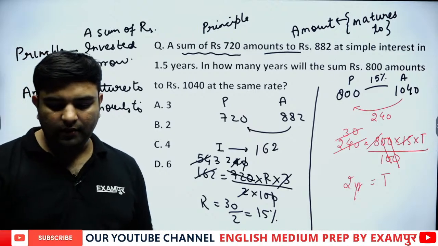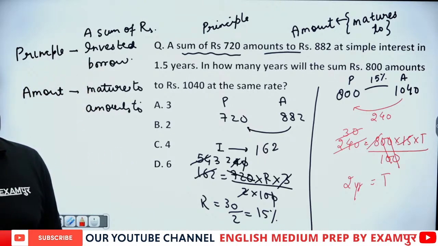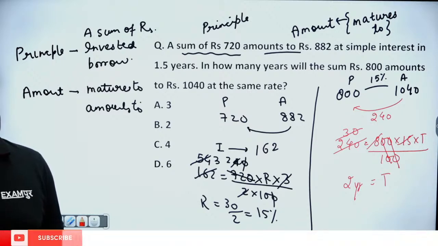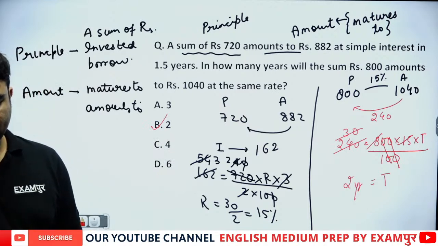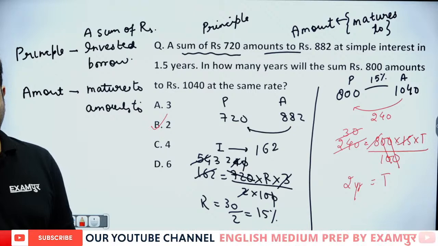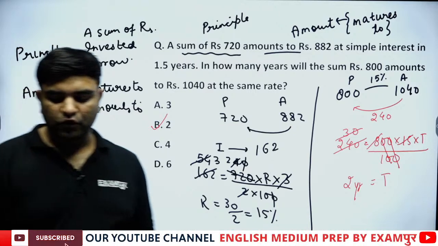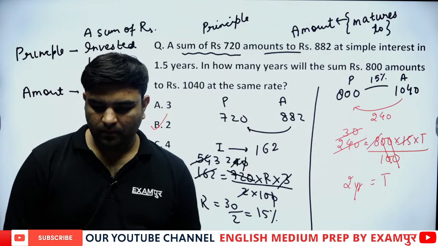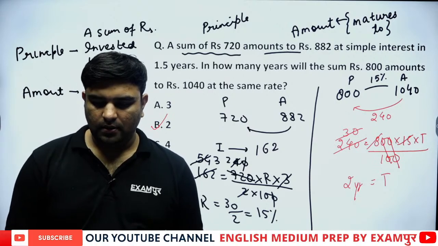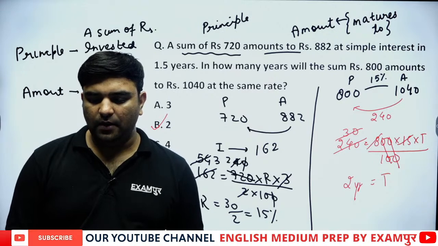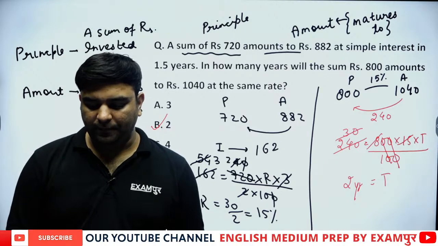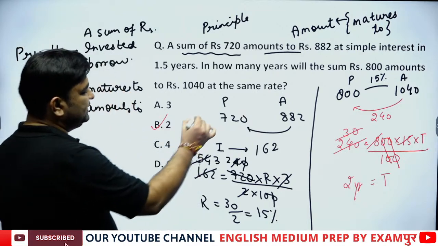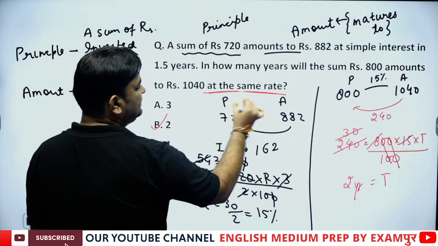What is the error you have done? Identify your error. Have you got it, your error? So 800 will become 1040 at the rate of 15% in only 2 years, because it is saying at the same rate.